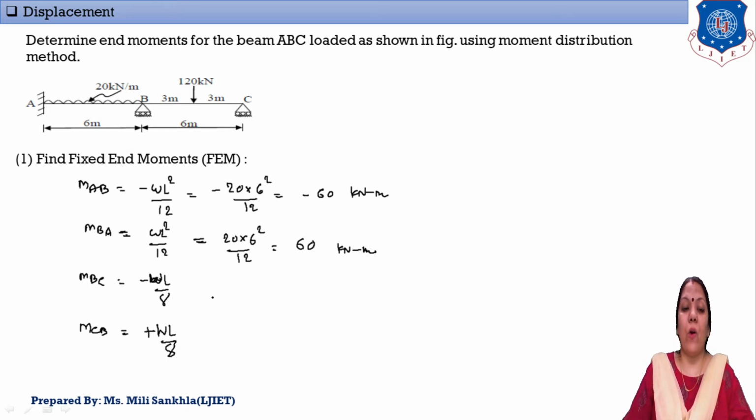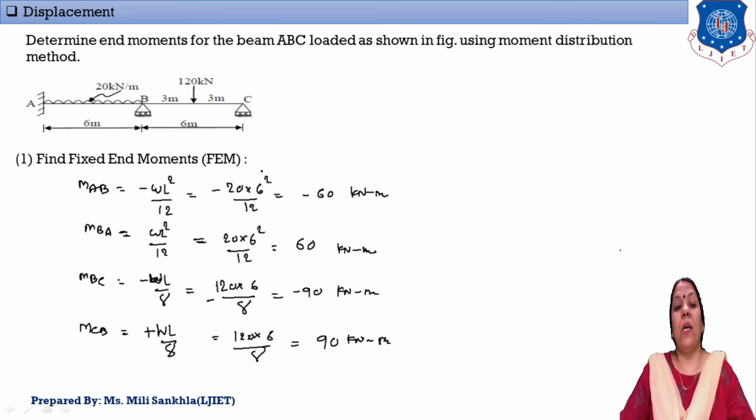Now next, W is given as 120, a point load, and the distance L is given as 6, divided by 8, and this answer is minus 90. So mention here minus 90 kilonewton meter. And for this one, W is equal to 120 into 6 divided by 8, and again our answer is 90 kilonewton meter. So the first step, finding the fixed end moments, is done.